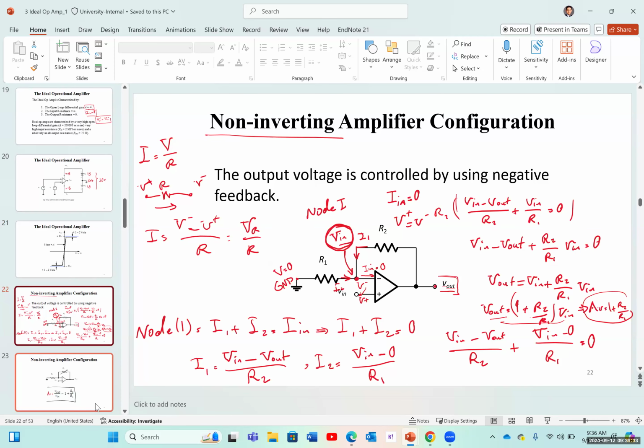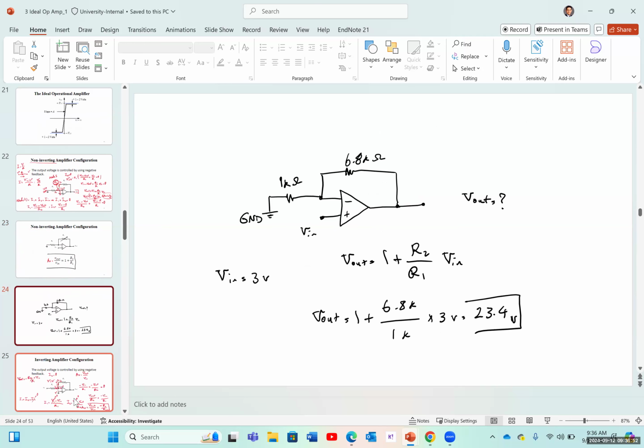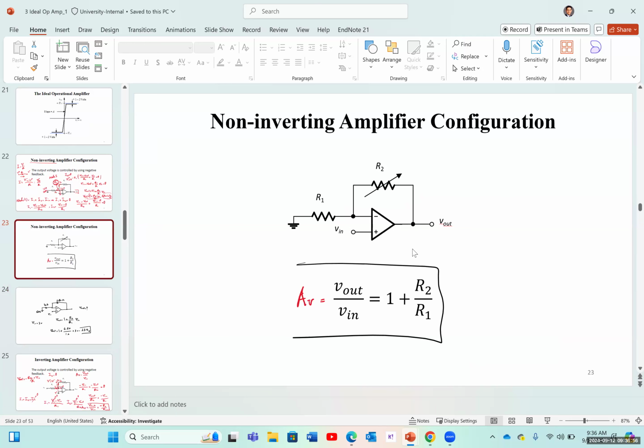We went through different configurations of amplifiers, such as the non-inverting amplifier and also the inverting amplifier. Today we will solve a couple of problems on non-inverting amplifiers and inverting amplifiers. We solved a few problems before, but today we will solve more problems on non-inverting and inverting amplifiers.